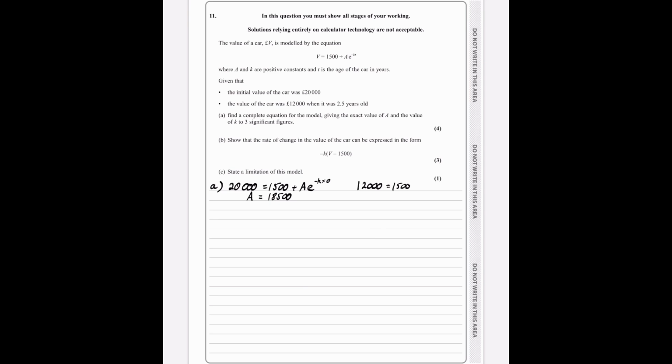Then at the point when t equals 2.5, the value is 12,000, so substituting both of those into the equation, 12,000 equals 1,500 plus 18,500 times e to the power of minus k times 2.5. Then subtract 1,500 from both sides. Divide both sides by 18,500. It simplifies down to 21 over 37.